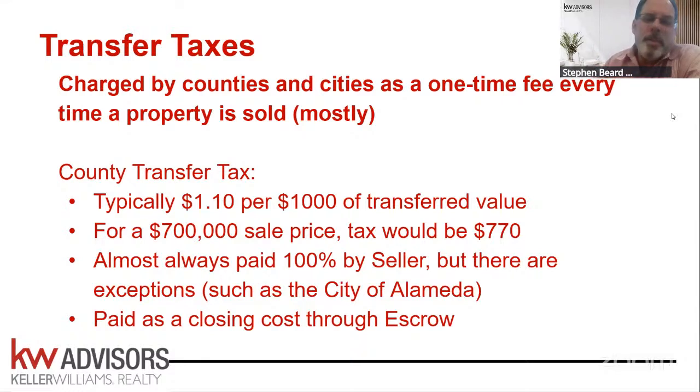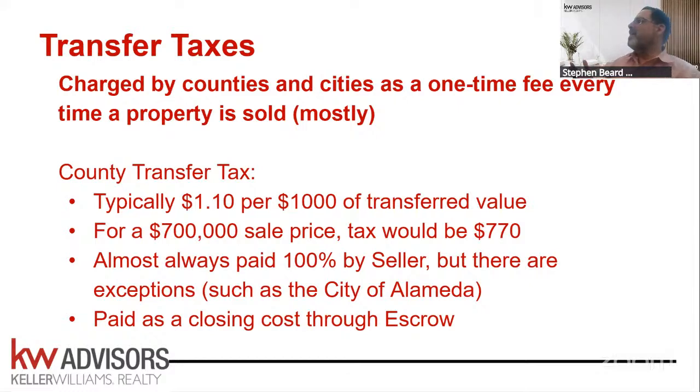I can speak with confidence about the East Bay. Everywhere in the East Bay, except for one city, the seller pays all of this county transfer tax, and it's typically $1.10 for each $1,000. So you take the sale price, divide it by 1,000, and then multiply it by 1.1, and you get the 770 here. In Alameda County and Contra Costa County, where some of my viewers are watching this, it's almost always paid by the seller, except in the city of Alameda.